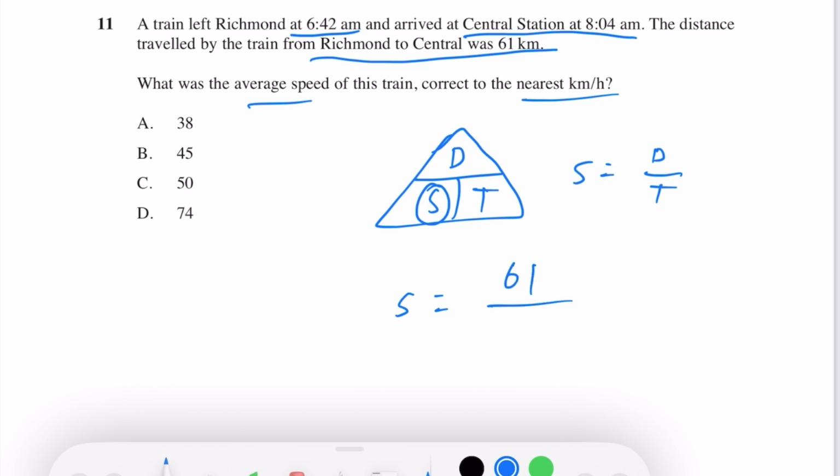And we want our time to be in hours because we want kilometers per hour. So this is kilometers. And then whatever we divide it by, we want to be in hours. So then our final answer will be in kilometers per hour. So it left at 6:42 and arrived at Central at 8:04 a.m. So that's going to be 1 hour and 18 minutes. We'll get you to 8 a.m. Add another 4 minutes. So that's going to be 1 hour and 22 minutes.